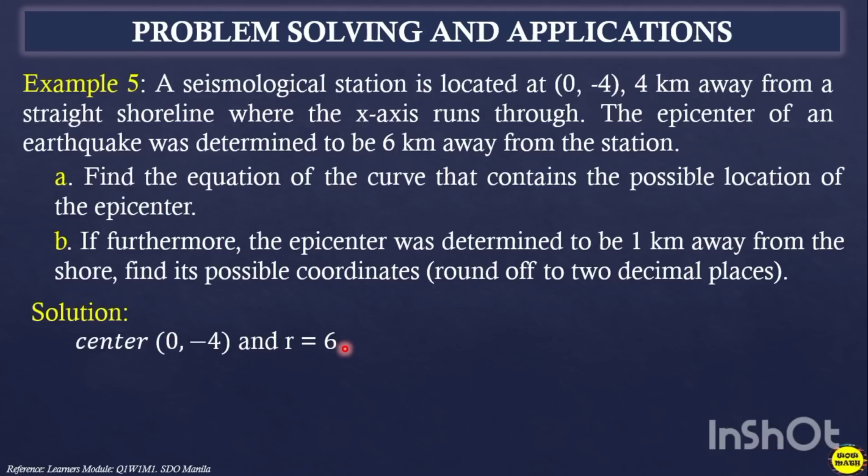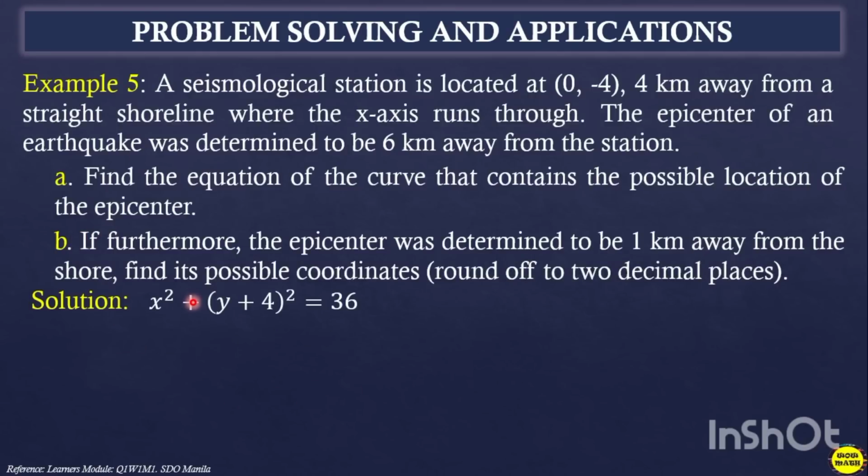Using the standard form of the equation of the circle, isa-substitute lang natin. Since yung h natin ay 0, automatic x squared na lang yan, no? And then yung k natin is negative 4, that is x squared plus (y plus 4), kasi negative times negative, so kaya naging positive to. x squared plus (y plus 4) squared is equal to 36. I-squared natin yung 6. So this will be the equation of the curve that contains the possible location of the epicenter.